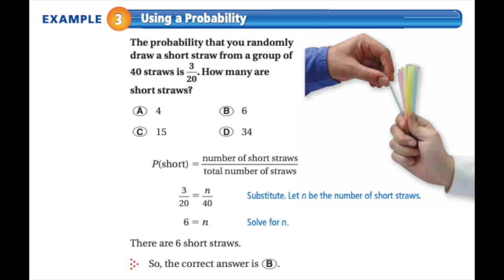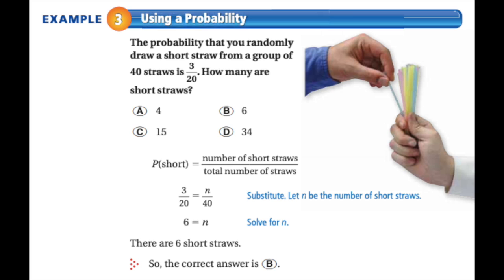Looking at example 3, using a probability. The probability that you randomly draw a short straw from a group of 40 straws is 3 out of 20. How many are short straws? So we have a multiple choice. It's either 4, 6, 15, or 34.